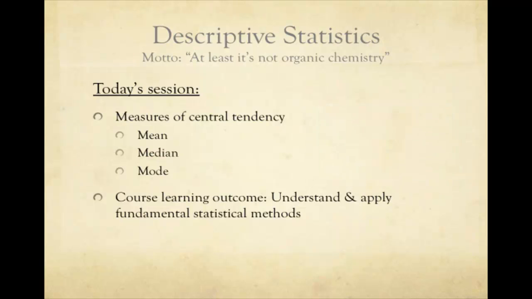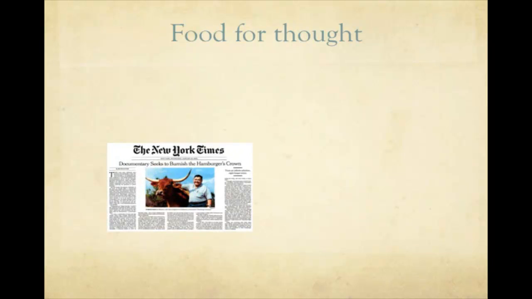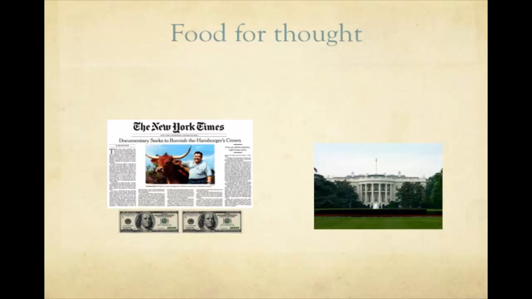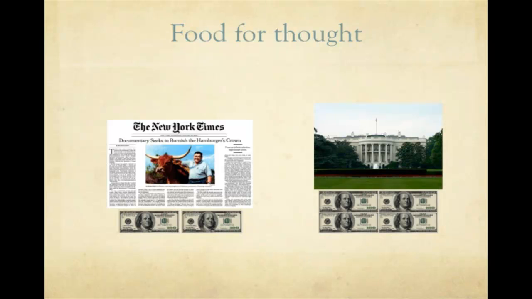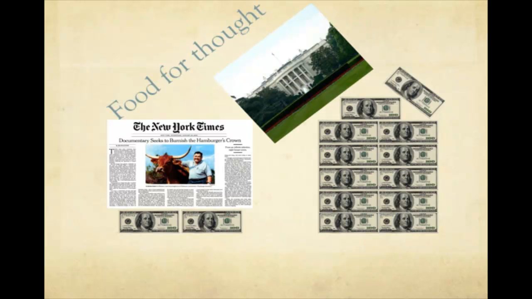fundamental statistical methods. So we're going to start things off with a little food for thought, a little bit of a head scratcher. A few years ago, the government gave everyone a nifty little tax rebate. Now, the New York Times said that on average, American households would save $200. Now, the White House came along and said, no, it's much more than that. You're not going to save 200, and it's not going to be 400 or even 800. You're going to save $1,200 on average.